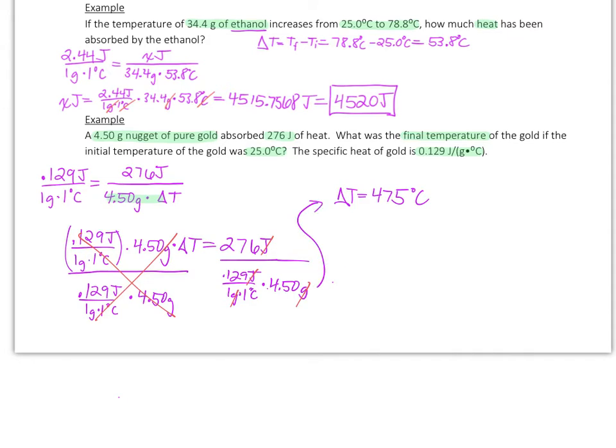If we want to find the final temperature, we're going to take our change in temperature plus the initial temperature. So we want to take that 475 we just calculated plus 25 to start out with for a final temperature of 500 degrees Celsius.